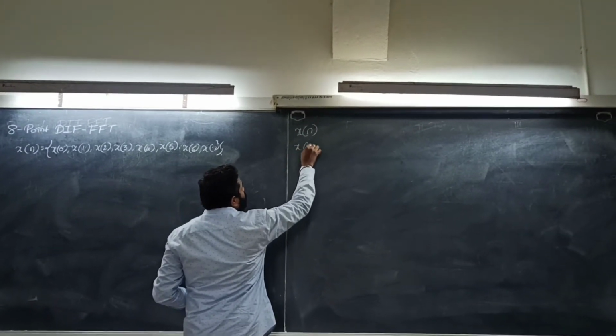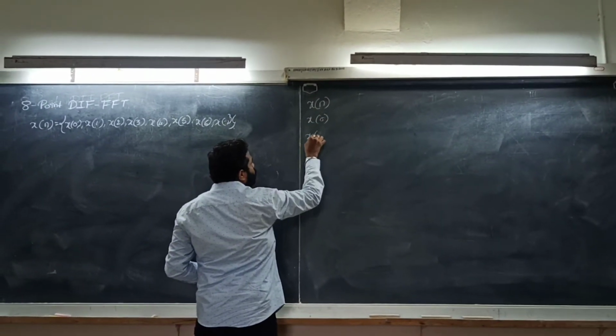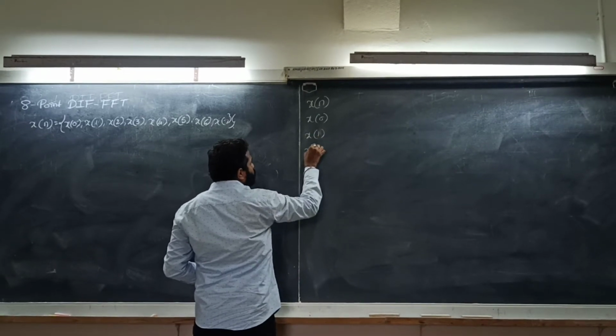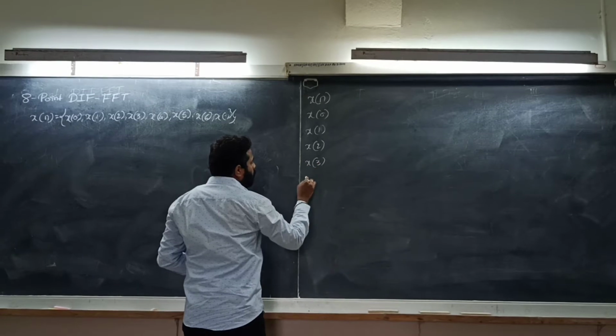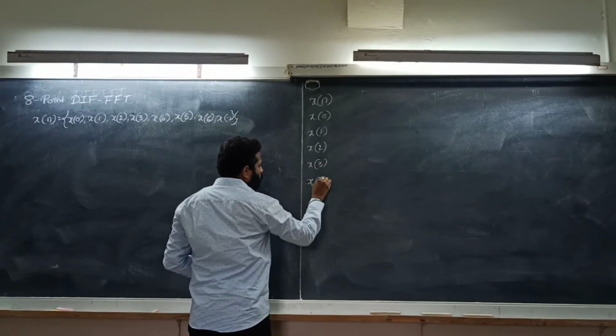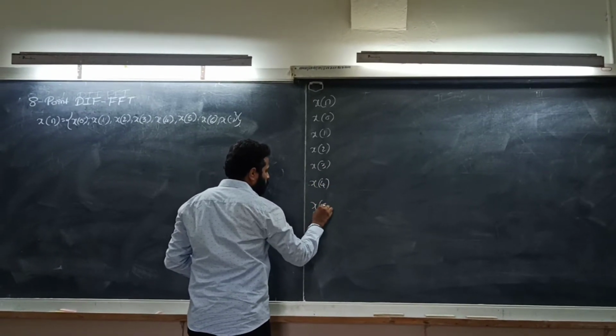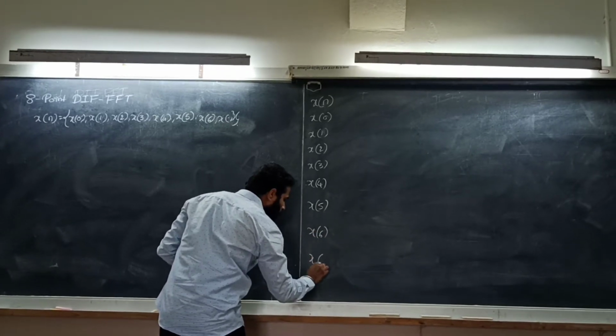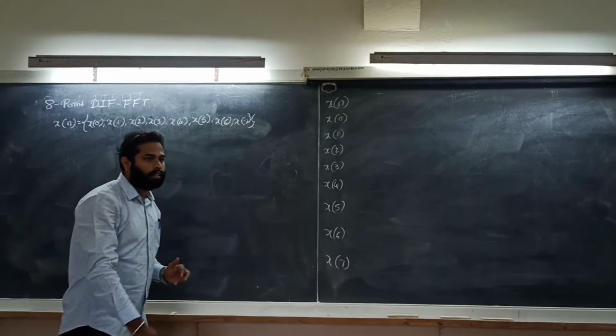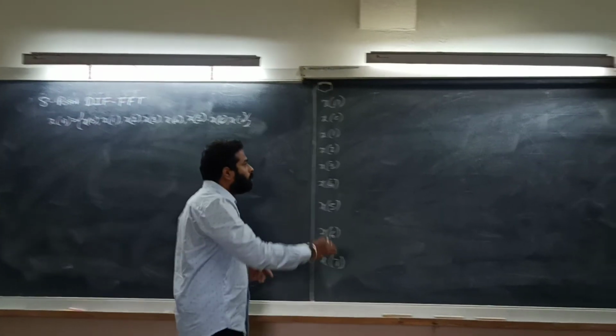So x of 0, x of 1, x of 2, x of 3, x of 4, x of 5, x of 6, x of 7. Totally 8 values.